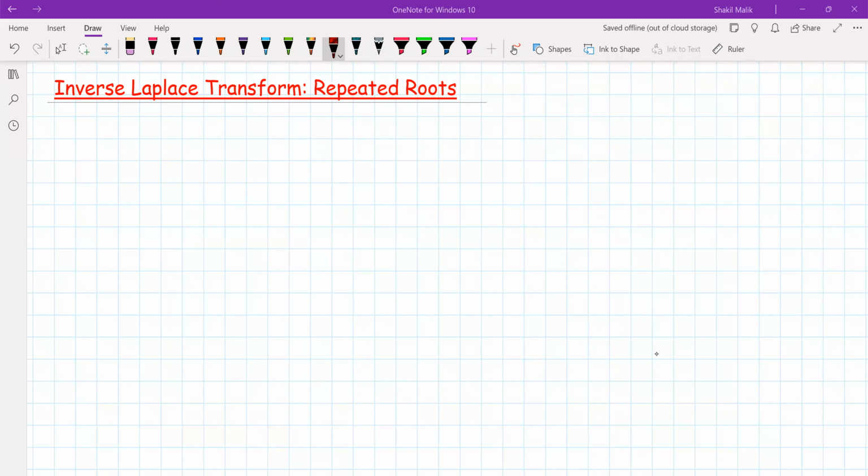Welcome. In this session, we'll continue the discussion on how to find the inverse Laplace transform. In other words, if we have to find x of t from x of s, and suppose x of s contains a term of quadratic form, how do we express it in the product of (s plus a)(s plus b) form? This time we'll see the case where the roots of that quadratic term are repeated roots.